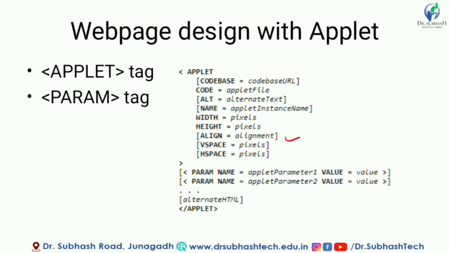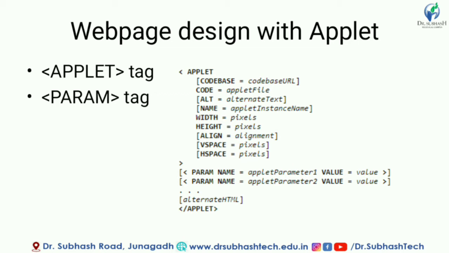Then there is an attribute alignment. Alignment means you can set the applet in the center, or left. So you can specify it here, and for that align is an attribute. After align we have the attribute vspace. Vspace means vertical space: how much space vertically you want to give. And how much space horizontally you want to give can be specified in hspace. So vspace and hspace both are optional attributes.